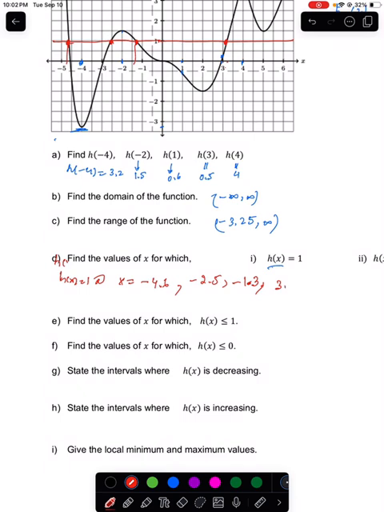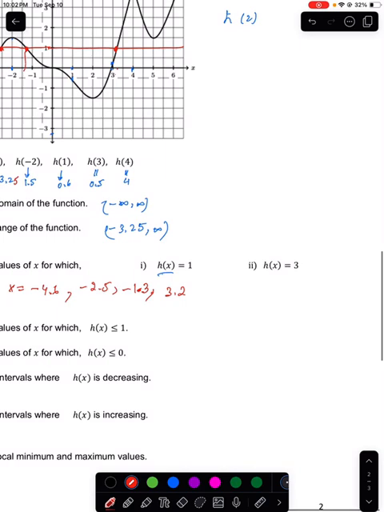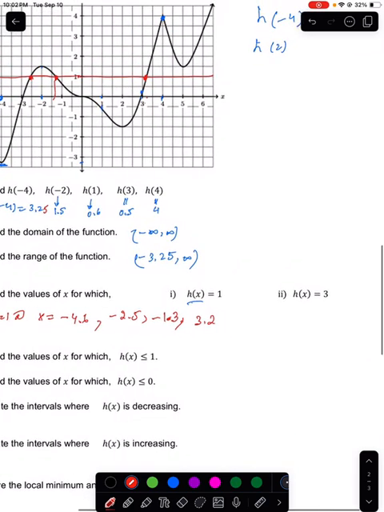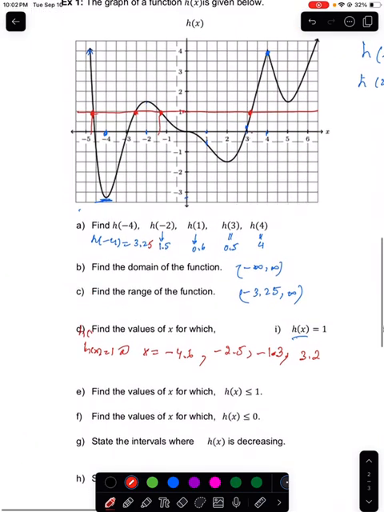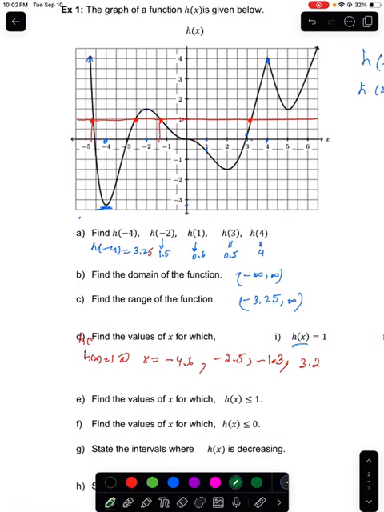And then we also have to check the values for h of x is equal to 3. So we do the same thing. At 3, we draw a horizontal line, and you notice it crosses the graph here, here, here, and here. So we read the x corresponding values.